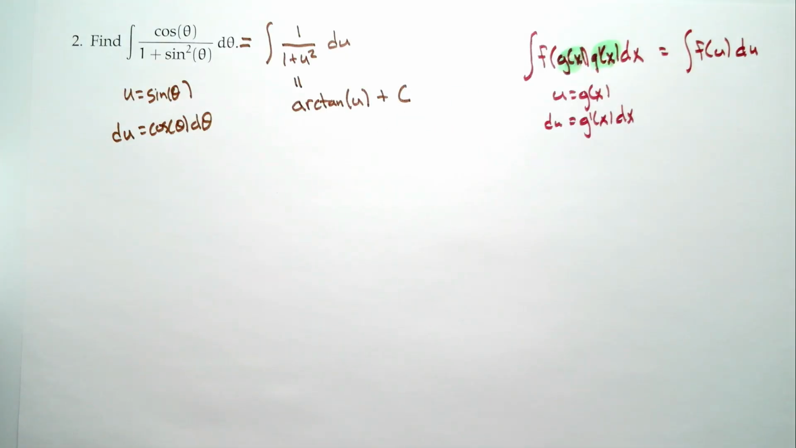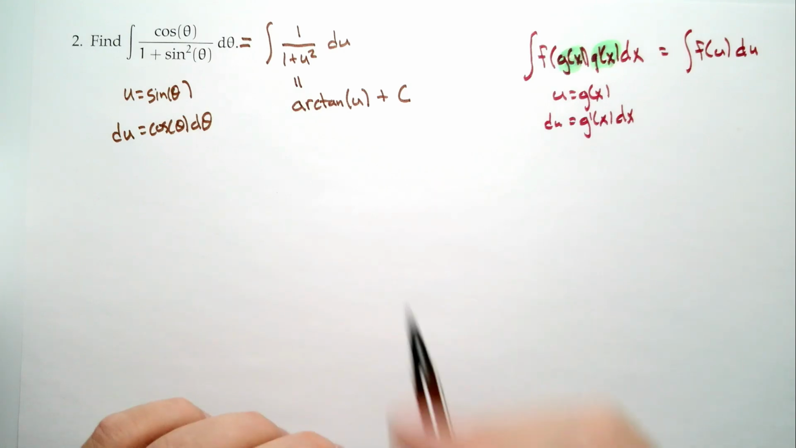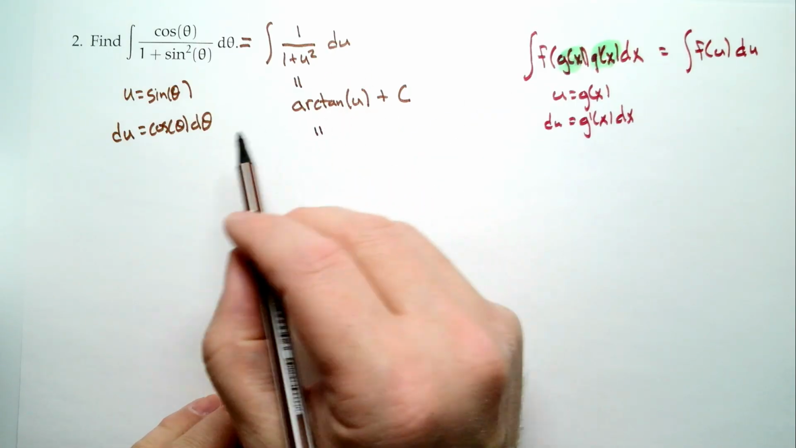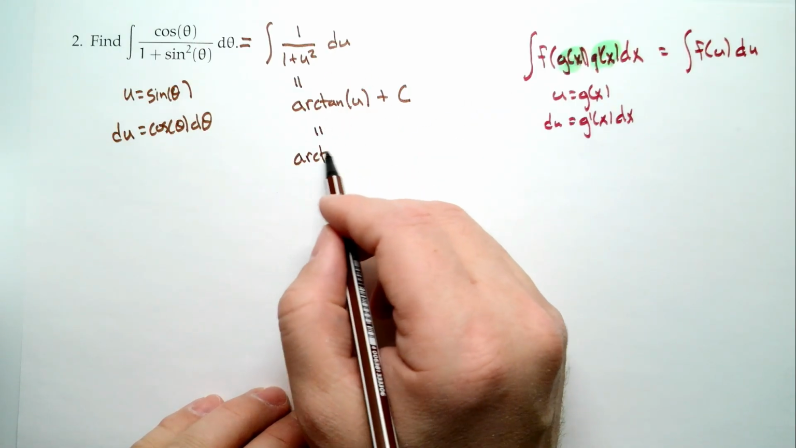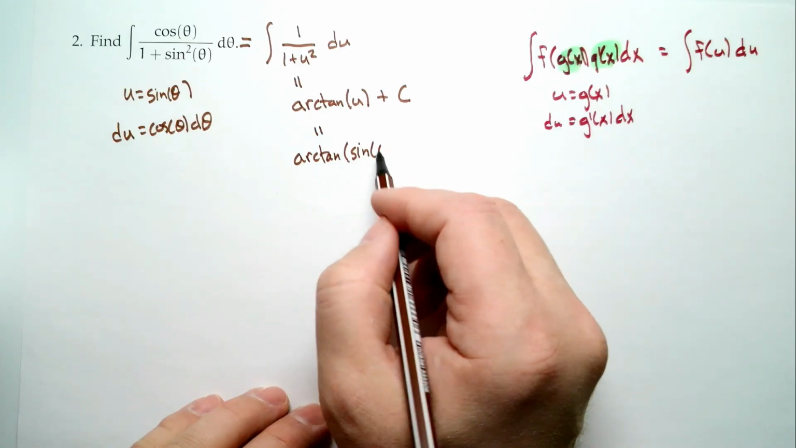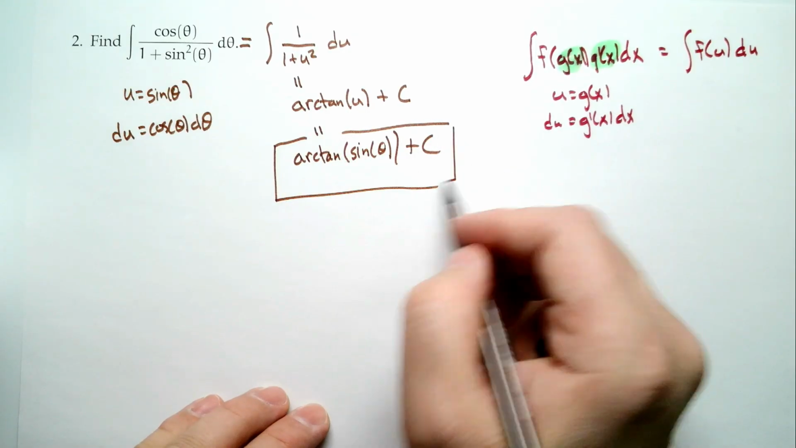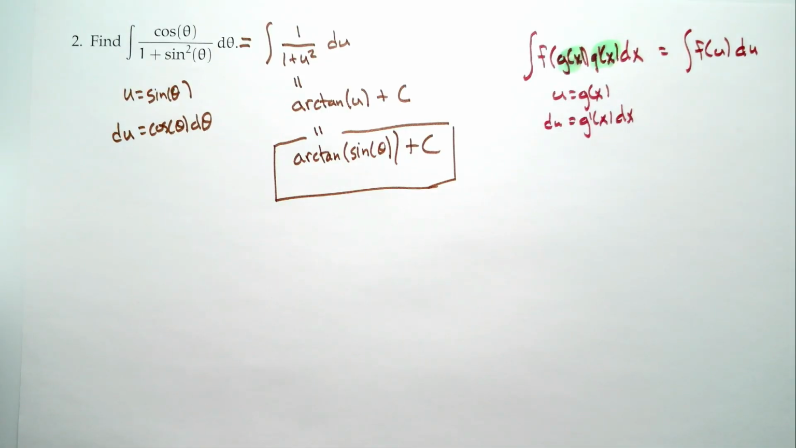Now, unfortunately, our problem is not done yet, because we started with something that was expressed in terms of theta. So our answer needs to be a function also in terms of theta. Because we're doing an indefinite integral, we need to end up with a function. So the way we get to our answer is we say, well, what is u? And the answer is sine theta, so we replace it. So we get arctangent of sine of theta plus c. And we're done. We found our antiderivative.